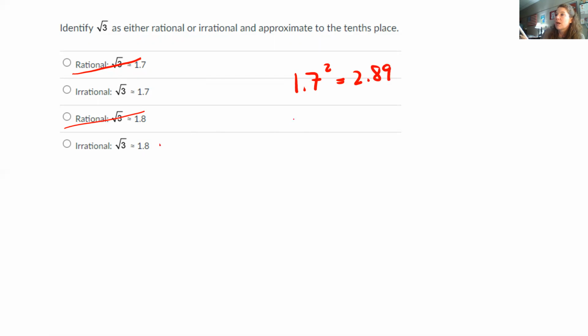And then it wants me to try 1.8. Well, 1.8 squared is 3.24. So which one's closer? This one's 0.11 away and this one's 0.24 away. So I would go with this answer, okay? 1.7 squared is a little closer to 3 than 1.8 squared.